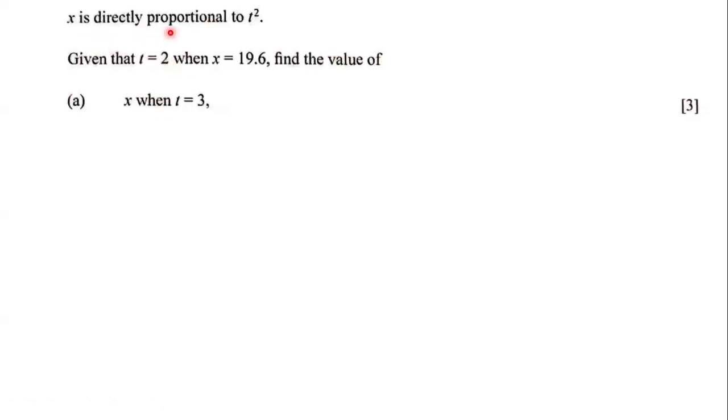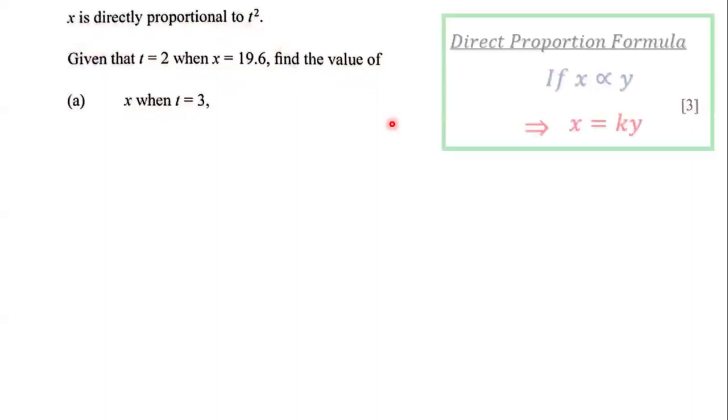x is directly proportional to t squared. Given that t is equal to 2 when x is equal to 19.6, find the value of x when t is equal to 3. Now notice that they said that x is directly proportional to t squared. But what does this mean?